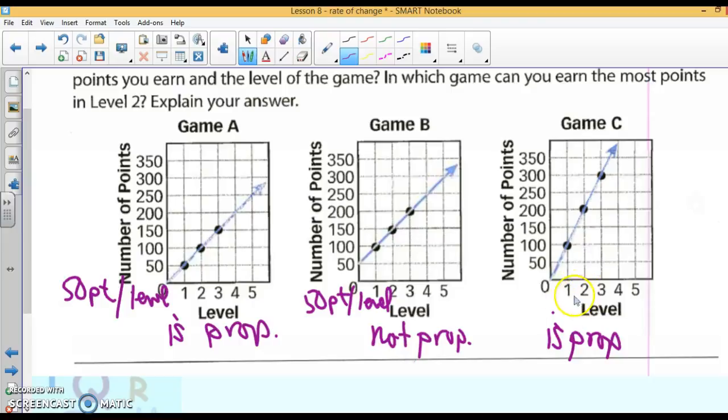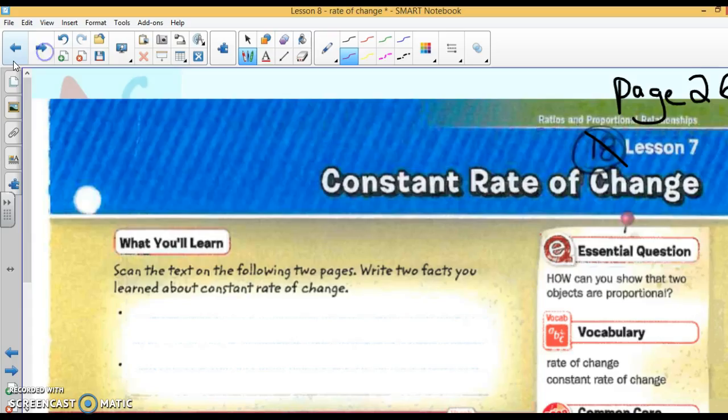This one, the rate of change, it is going up 100 points per level. So on level 2, here you'll have 200. So in which game can you earn the most points at level 2? C. All right. These two, A and B, have the same rate of change, which is 50 points per level. But B is a little bit more because you start at 50. C is 100 points per level, so you end up with the most.